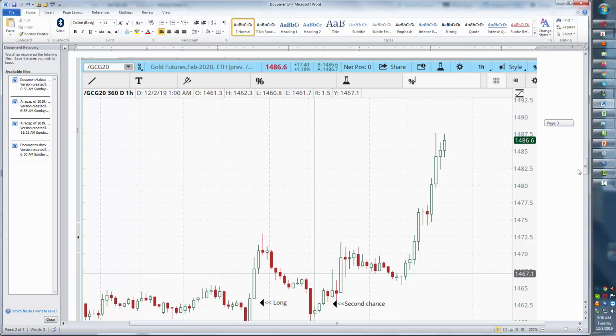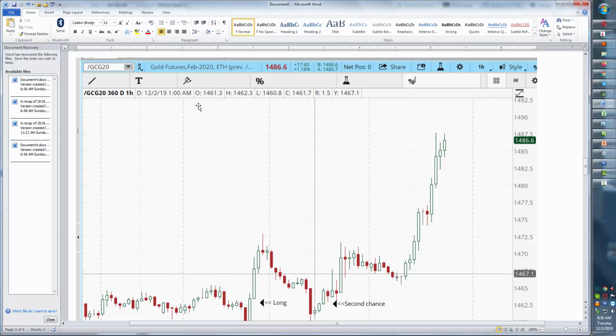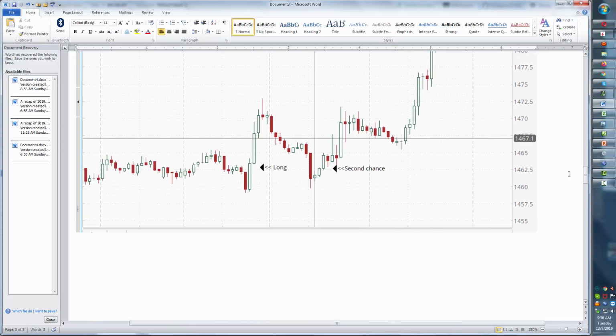Here's another example of a second chance entry. This is a gold chart. Once again, it's a 1 hour chart. Okay, so we wound up going long over here, and then we had a second chance entry as price came down here. So there were 1, 2, 3, 4, effectively at least 5 hours where it was within the second chance entry window. Okay, because when it went below here was the second chance window.